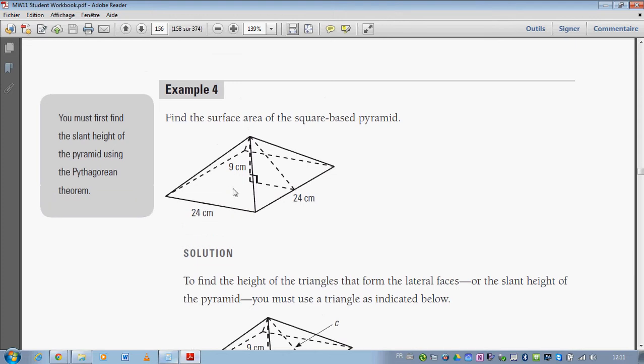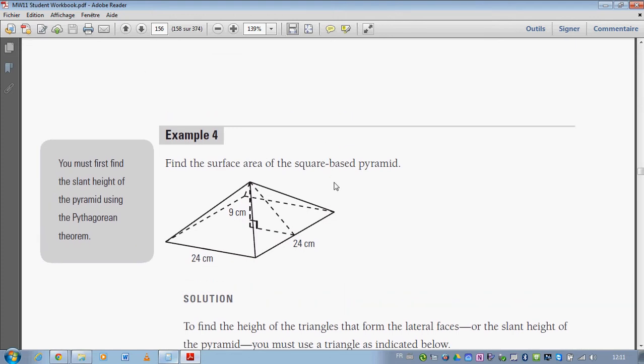Now example 4 is asking you to find the surface area of the square-based pyramid, and it looks like it's the same type of question as the last one, except here I'll have you notice that for example 4, they don't give you the height of the triangle, they give you the height of the pyramid. So they provide you with the height of the pyramid, which is 9 centimeters. The sides of the pyramid, so this is a square-based pyramid, are 24 and 24, except this 9 centimeters is not the height of these triangular sides. So this 9 centimeters is the height of the pyramid, not the slant length. This is what we call the slant length, which is the height of these individual triangles right here.